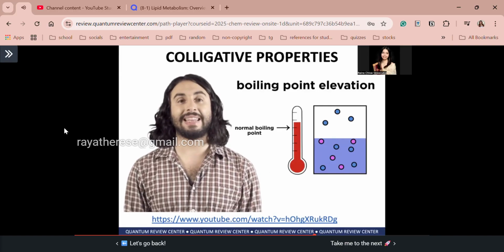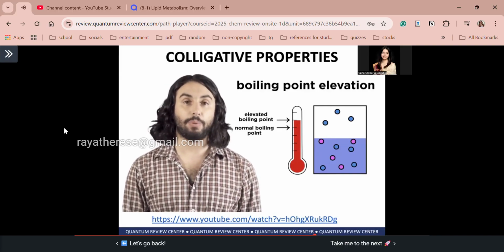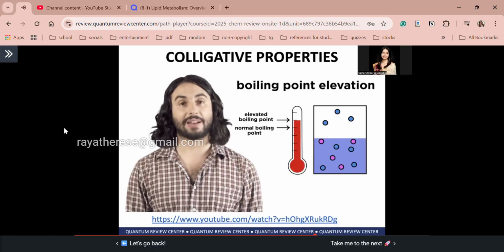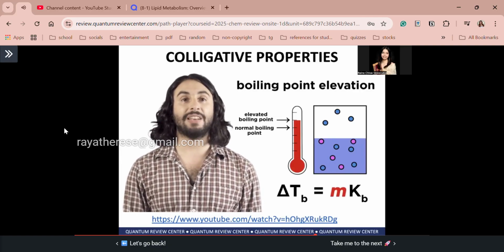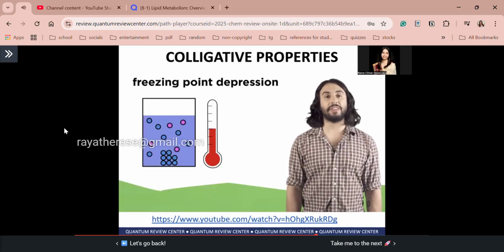This means more heat energy will be needed to compensate for this activity, which results in an elevated boiling point. The more solute there is, the more dramatic the effect. So the change in boiling point is given by the molality of the solution times a constant that is specific to the solvent. Freezing point depression is similar, but deals with the interface between the liquid and solid phases.